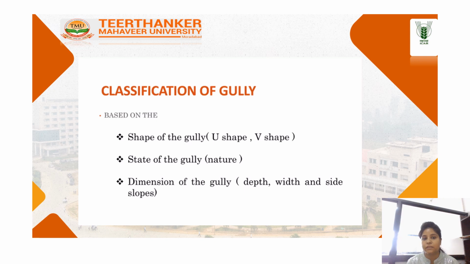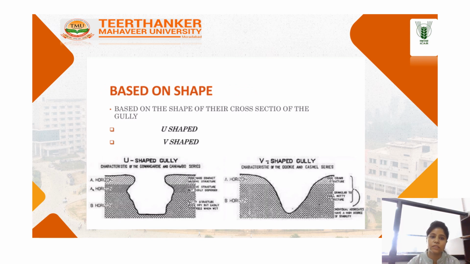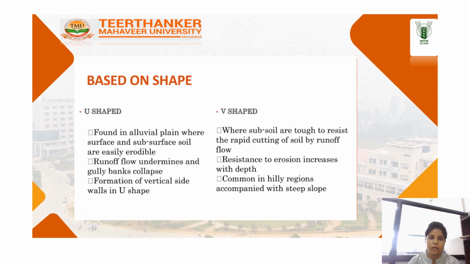The dimension of a gully is based on depth, width, and side slope. This figure shows the U-shaped gully and the V-shaped gully. As you see here, the shape of this gully looks like U, and this one is V. I already told you there are generally three shapes, but in this slide we show only two shapes of gully, U and V.